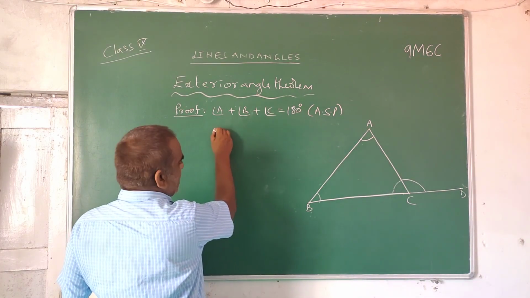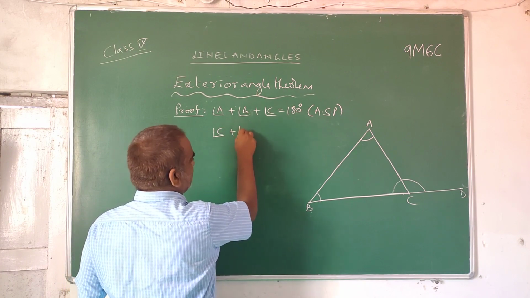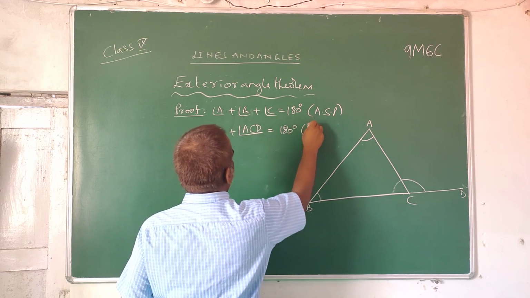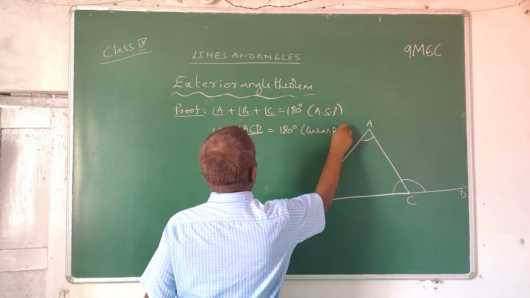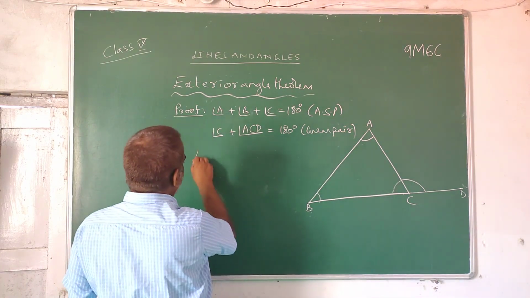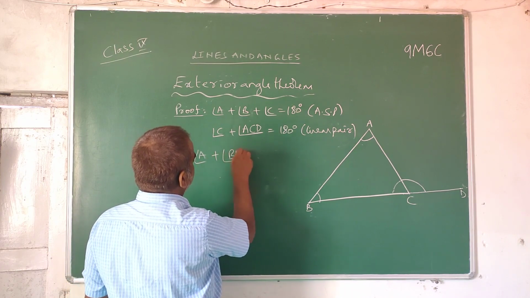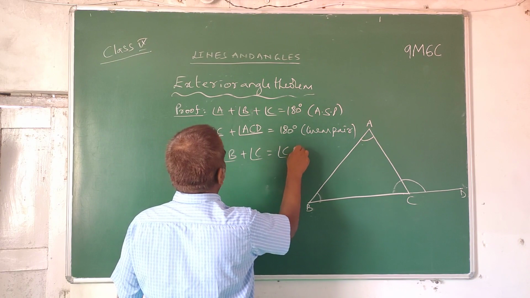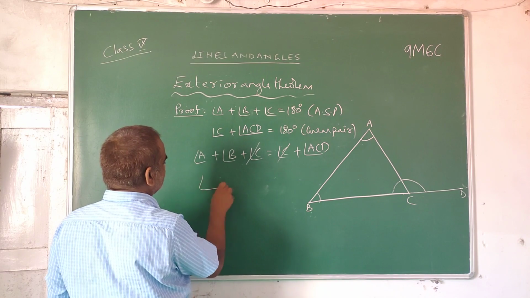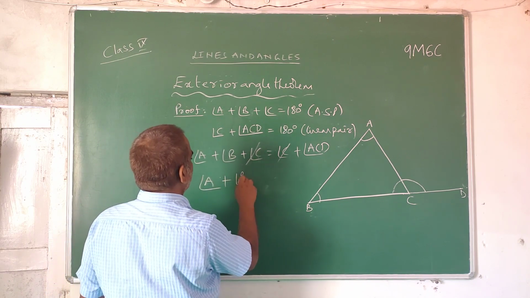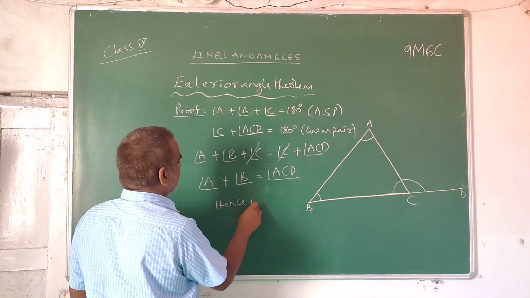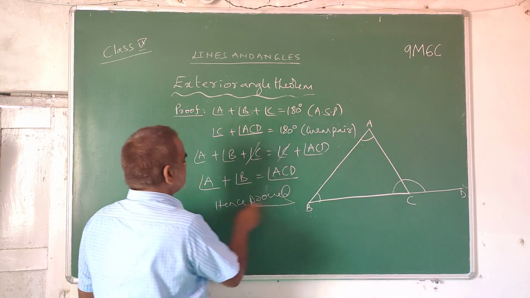Now angle C plus angle ACD is equal to 180 degrees, because they form a linear pair. Then angle A plus angle B plus angle C is equal to angle C plus angle ACD. Now this angle C gets cancelled. So angle A plus angle B is equal to angle ACD. So that is what we were supposed to prove, hence proved. Understood?